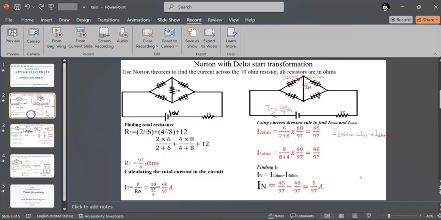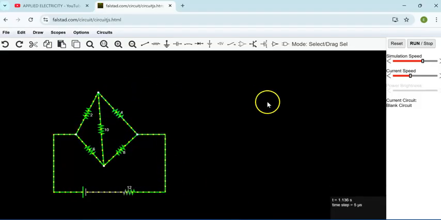We have our circuit: 2, 4, 8, 6, 10, then 12 here. So using our Falstad simulation, I've already set up the simulation here. When I bring my cursor here, you see that the values are at the bottom, on my right hand side. You see that our current through it is 16.69 milliamps.